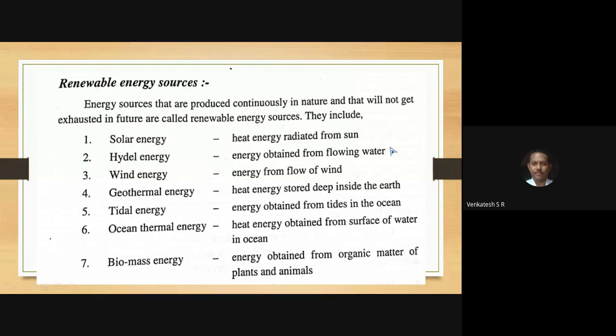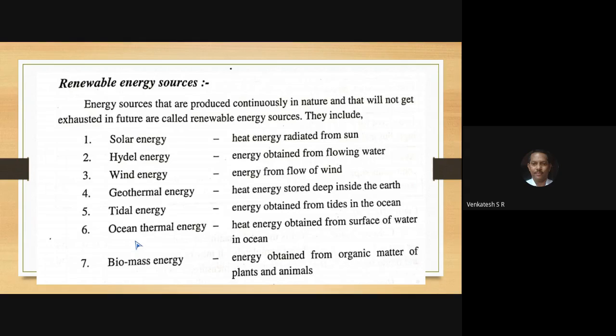Then next come to the point, ocean thermal energy. I think many of you heard of solar pond. In some of the countries, the water temperature reaches up to 60 to 90 degrees. The temperature of the seawater rises up to 60 or 90 degrees.